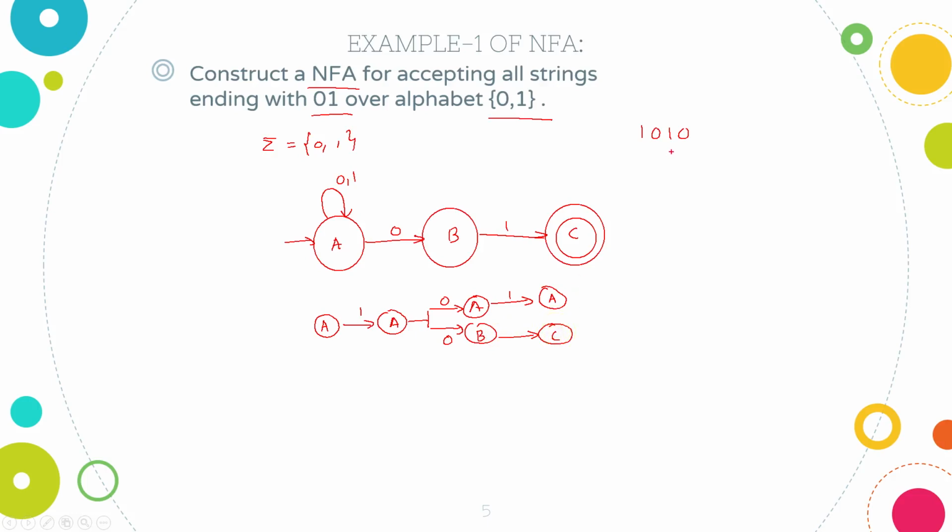Okay, and what after that? If you get a 0 in state C, you go to null. Okay, if you get a 0 in state C, you don't go anywhere, right? So you'll write it as null or empty state. Whereas if you get a 0 in state A, you are either going to be in state A or state B.